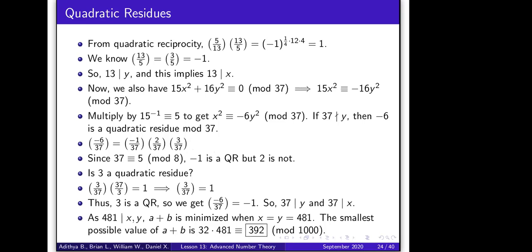And using the formula on the previous page, we can see that a plus b is minimized when x and y are both 481 because we saw that a plus b was 31 times x squared plus y squared over 481. So it's clear that we want to minimize both x and y. And then if we evaluate this, it's 32 times 481, which is 392 mod 1000. So does anyone have any questions about this?